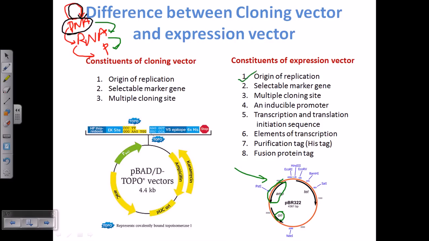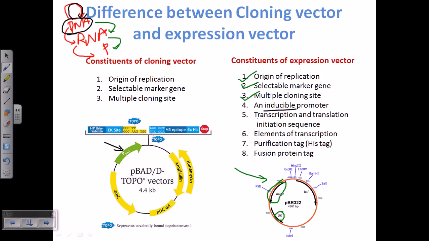On the other hand, the expression vector consists of many more things except for these three. So it must have an origin of replication, selectable markers, and a multiple cloning site. But except for these three things, they also have many more extra things, like an inducible promoter, as we have already discussed. So here it is a promoter for arabinose. This promoter is inducible. It can be induced due to the presence of arabinose, or the presence of the protein AraC. So it is inducible in nature.